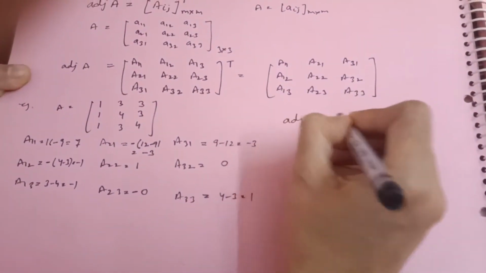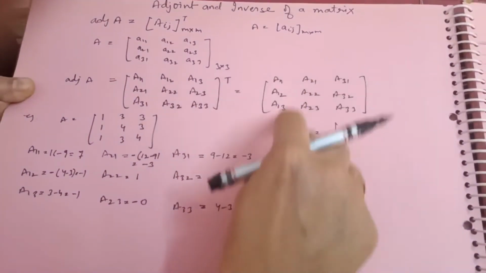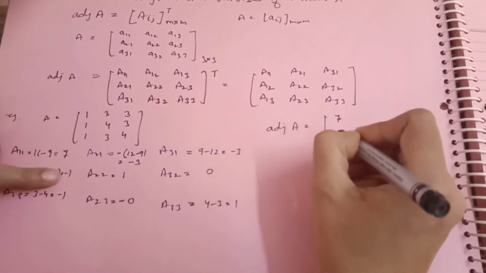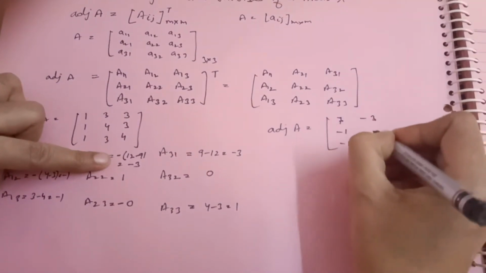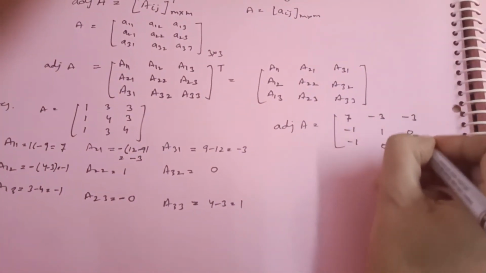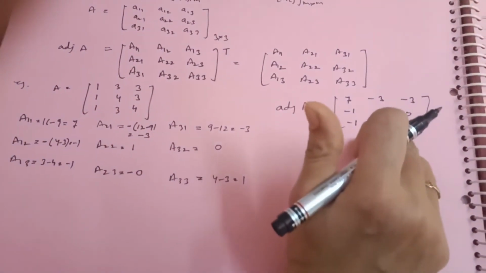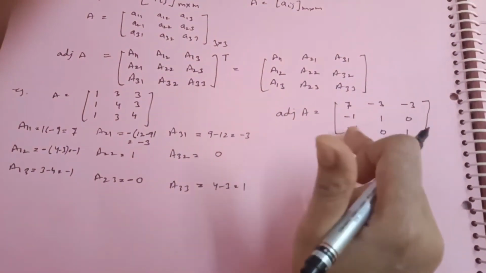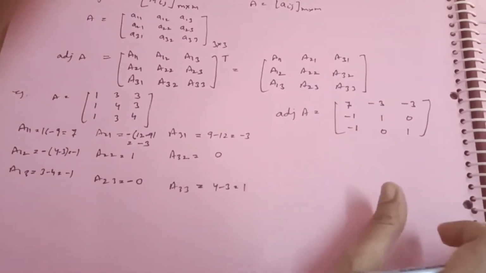For the adjoint of A, I am not writing A11, A12 directly, I am writing in this transpose order. So it will be 7, minus 1, minus 1 in the first row, then minus 3, 1, 0, then minus 3, 0, 1. Let me write it by columns: 7, minus 3, minus 3; minus 1, 1, 0; minus 1, 0, 1. This is your adjoint of A. Got it? That is how to calculate the adjoint of A.